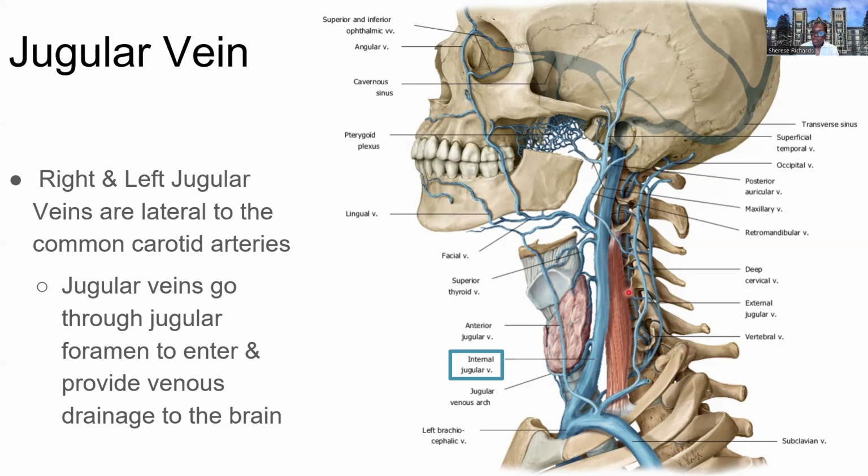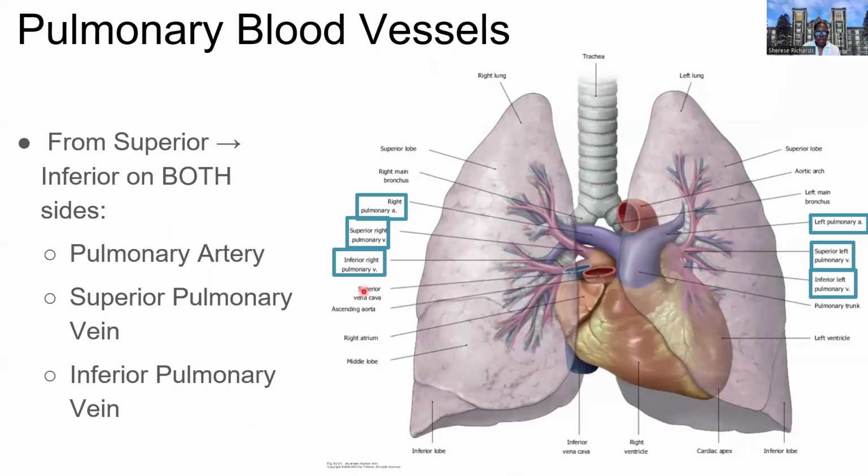And then internal jugular drains the deeper neck structures, the thyroid, the larynx, the sinuses of the brain, the venous sinuses of the brain. And so that is going to be the deeper structures, which is the territory of the internal carotid as well. So that is the division of the jugular and kind of how they drain different territories of the head and neck and face. Let's look at the pulmonary blood supply and the pulmonary vessels.